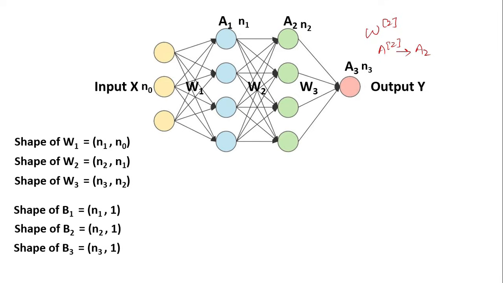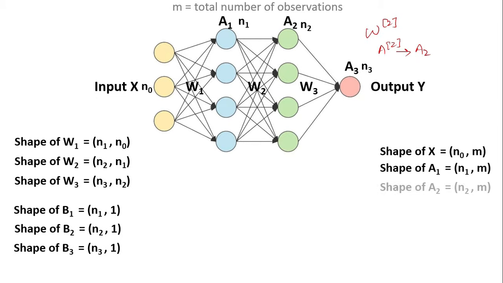If M is equal to the number of observations or the number of data points we have in our data set, then the shape of the input data is going to be N0 comma M, where N0 is the number of features in the data and M is the number of observations. Thus the shape of A1 is going to be N1 comma M, A2 is going to be N2 comma M, A3 is going to be N3 comma M, and Y is going to be N3 comma M, which is going to be the same as our predicting output A3.